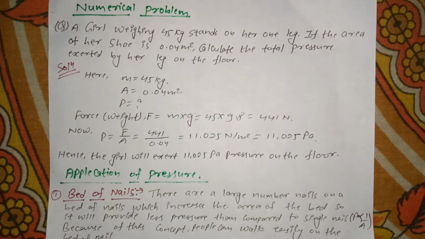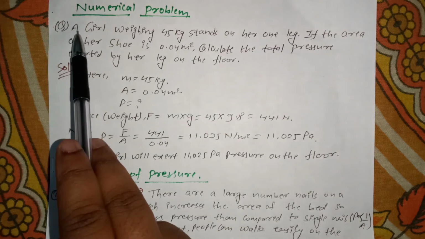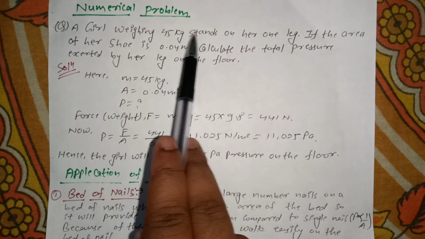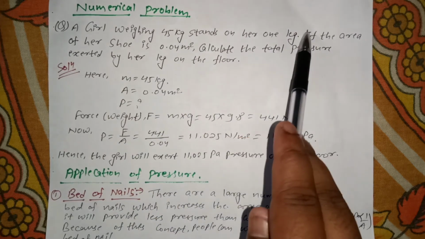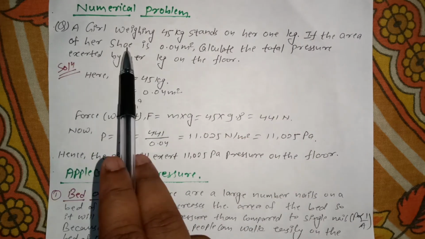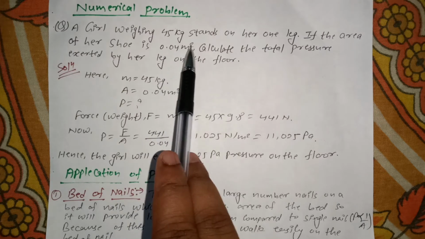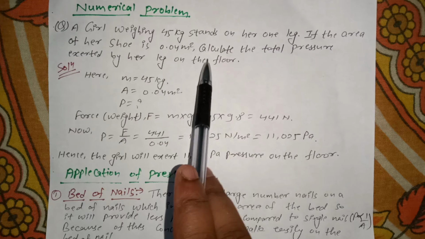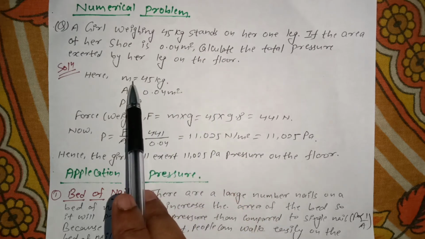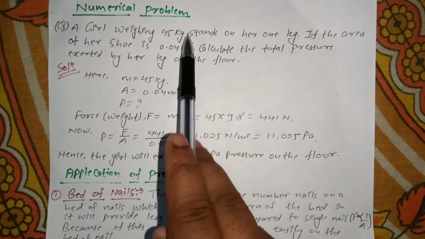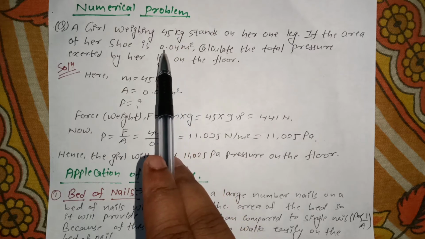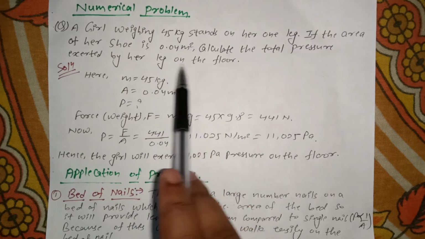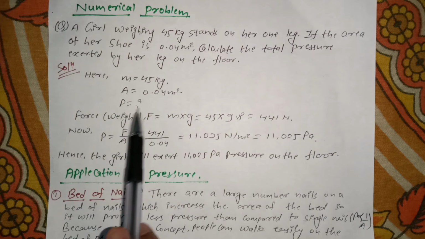Now let's see a numerical problem. The numerical problem is: a girl weighing 45 kg stands on one leg. If the area of her shoe is 0.04 meter square, calculate the total pressure exerted by her leg on the floor. Now from this figure we can see that mass is given to be 45 kg, area of her shoe is given to be 0.04 meter square, and we need to calculate pressure.